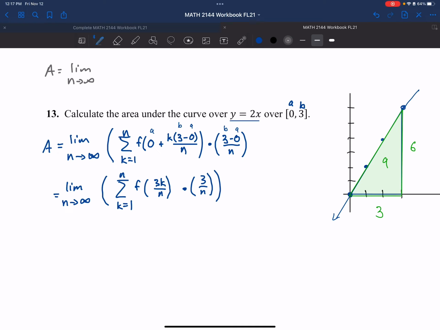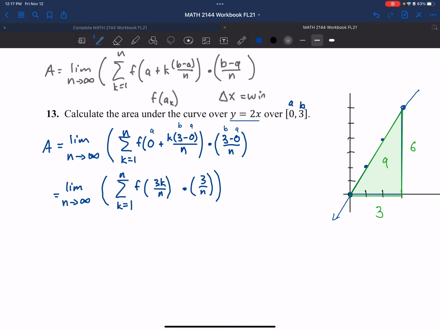The limit as n goes to infinity, to find the area, of the sum from k equals 1 to n of f of a plus k times b minus a over n. Again, that is the input to the function that gives you the height. So this is basically going to be f of some formula that we have, and then we're going to have b minus a divided by n. This right here is delta x. Again, this is just the width of the rectangles.